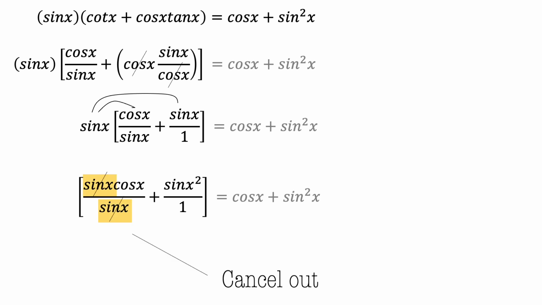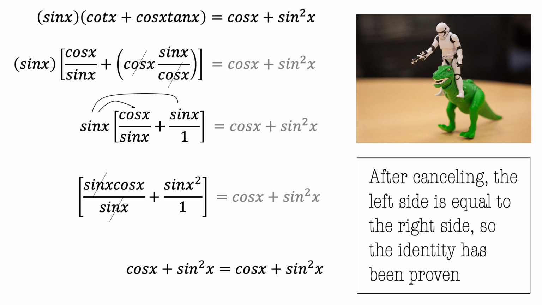You can cancel out the sine of x divided by the sine of x, leaving us with cosine of x plus the sine of x squared, which means the left side is equal to the right side, so the identity has been proven.